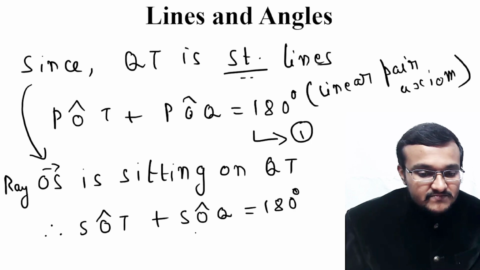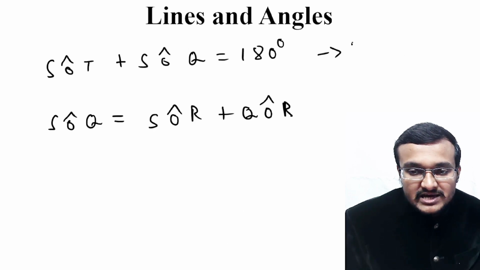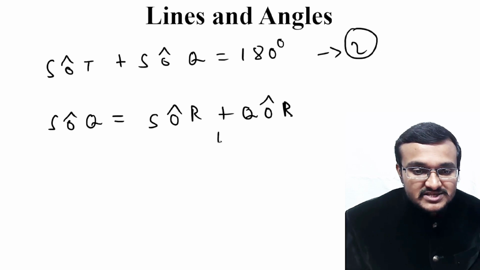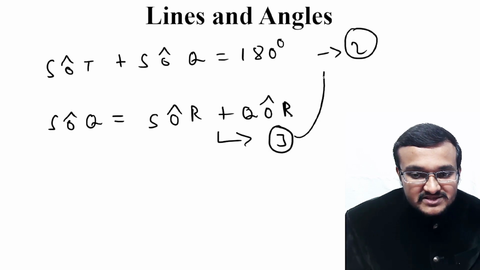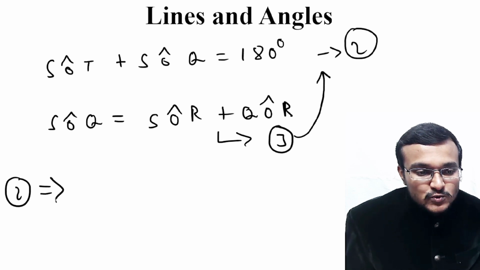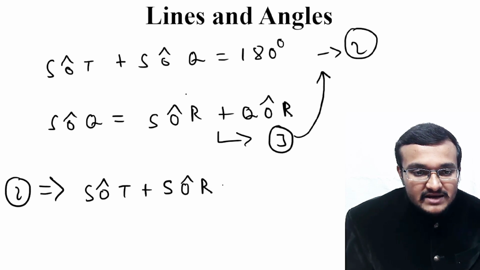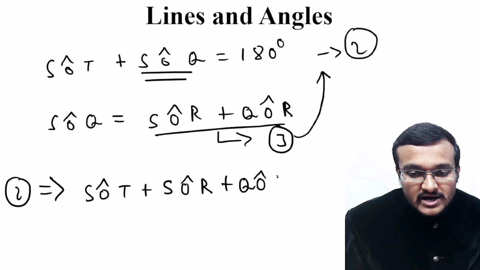Now you can take the initial equation we got here as equation 1, and this as equation 2. The same equation 2 I have written here one more time, and this you can take as equation 3. Now in equation 2 you can substitute equation 3. So equation 2 becomes SOT plus, in the place of SOQ, I am writing SOR plus QOR, so SOT plus SOR plus QOR is equal to 180 degrees.